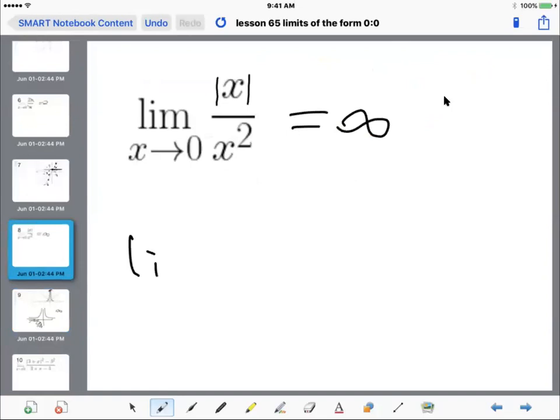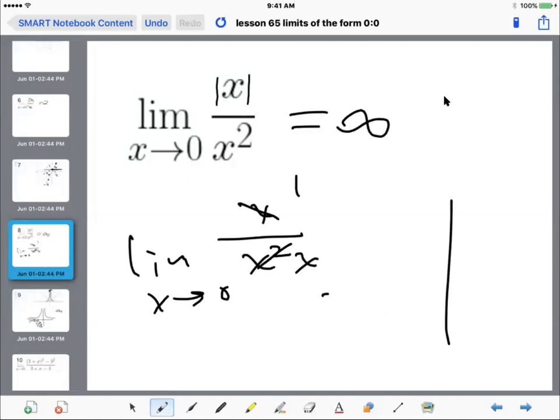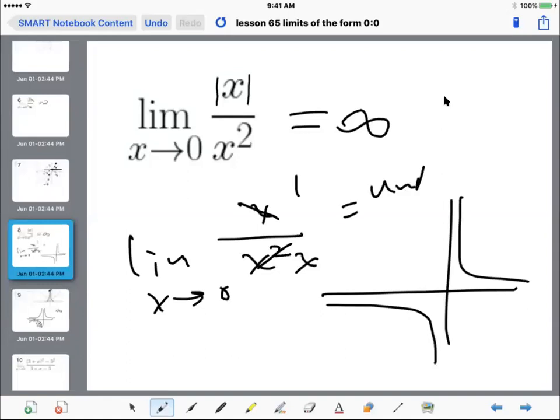Now, had I not had the absolute value, what would happen is that this reduces to 1 over x. And 1 over x is our basic hyperbola with a branch here and a branch here. But you see, for this one, the answer would be undefined because from the left and the right it has different limits.